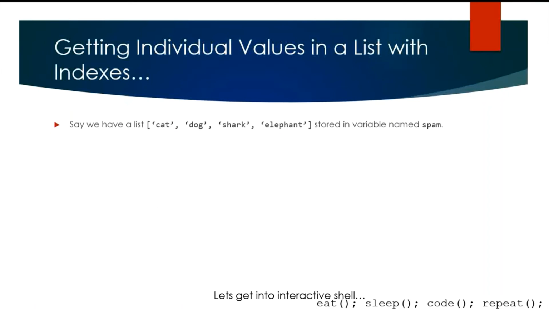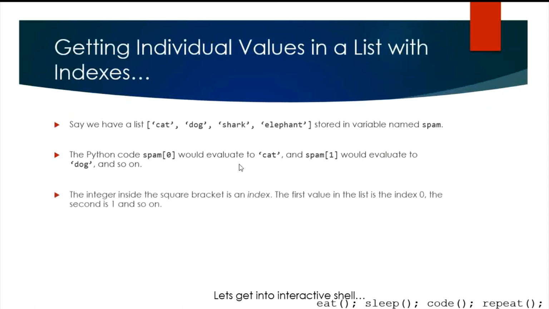Now we're going to access the elements of the list, that is, getting individual values in the list with indexes. Let's say we have this particular list which is stored in the spam variable, and we need to write Python code which is going to evaluate to cat. For that I'm going to use spam subscript 0. Similarly for dog I'm going to use spam subscript 1. This is how I access particular elements in lists. The integer inside the square brackets is an index. The first value has index 0, the second is 1, then 2, then 3, and so on.